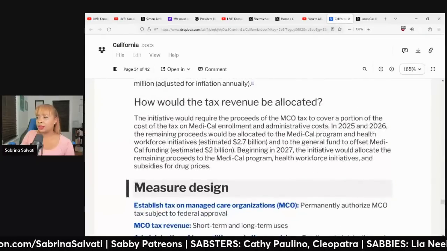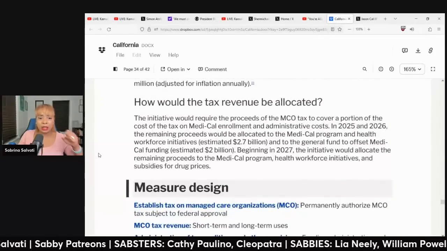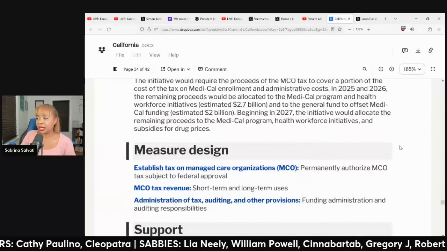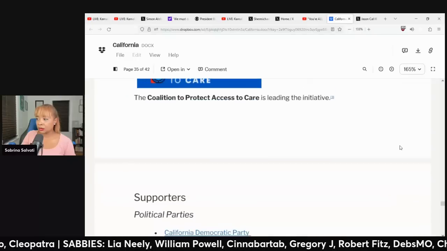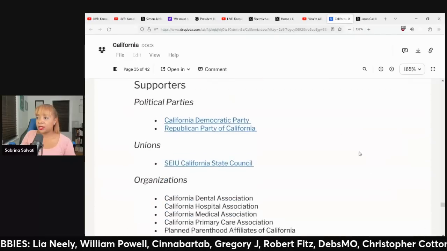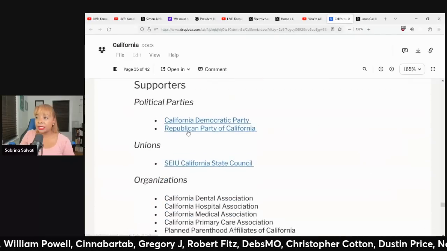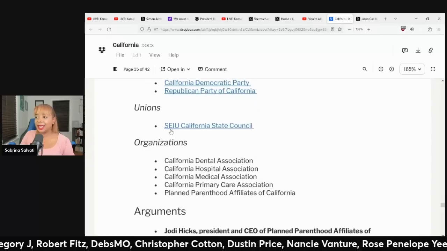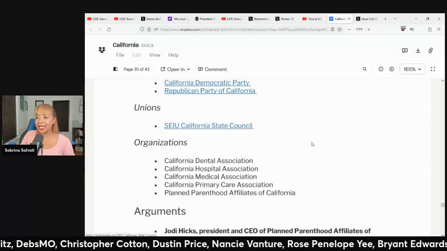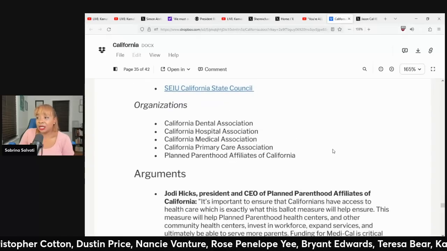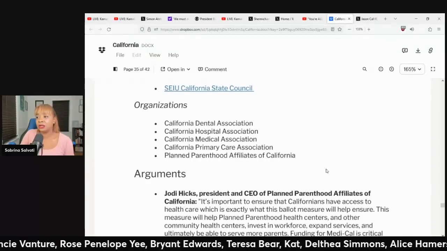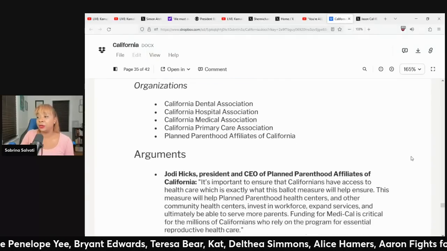Because I want to go through all this again, because like I said, they're connected. But for this one, who is supporting it? Both parties, California Democratic Party and the Republican Party of California. The SEIU California State Council. Which organization? California Dental, Hospital, Medical, Primary Care Association, Planned Parenthood affiliates of California.